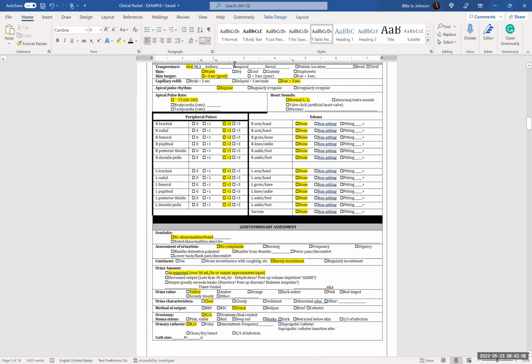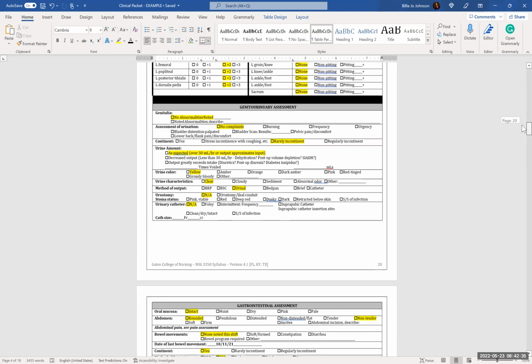Cardiovascular. Fill out all these sections. Okay, what is temperature? Okay, skin, then skin turgor. Make sure you check the apical pulse. Is it regular? Regularly irregular, irregularly irregular. Heart sounds, the rate. Another important area is peripheral pulses and edema. You need to check all of these off. Okay, make sure you do your assessment. You have to check all these areas off.